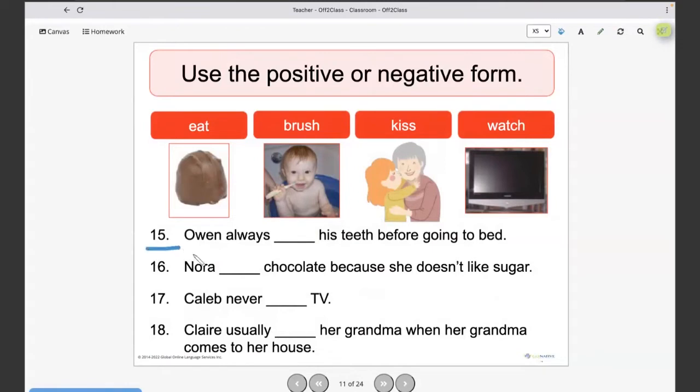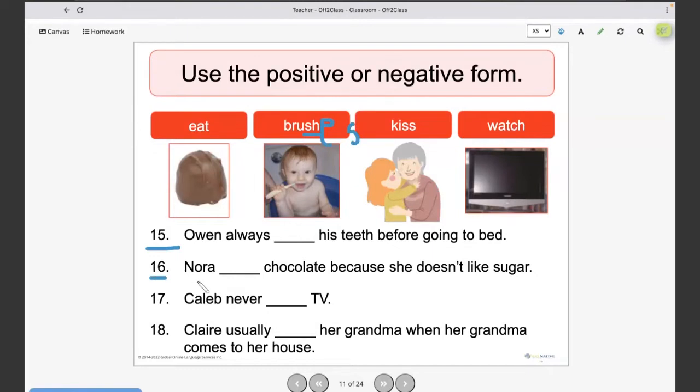Yes. Always brushes his teeth before going to bed. Okay, what do I add here? S or ES or IES? ES. Very good, because the verb brush ends with SH, so I add ES. Good. Brushes. Now, Nora. Nora, 16.